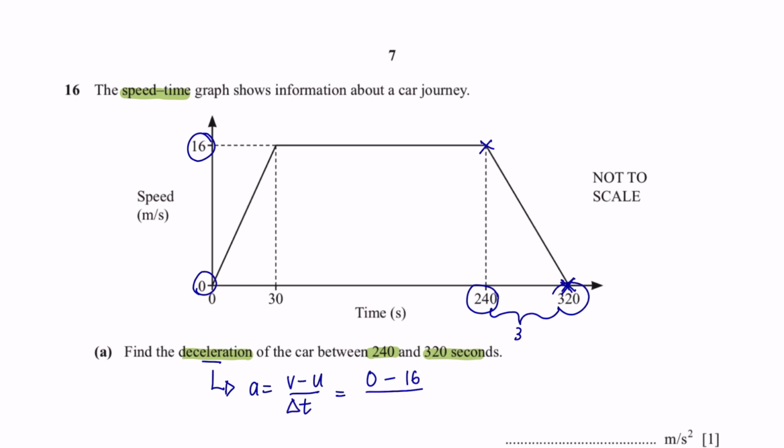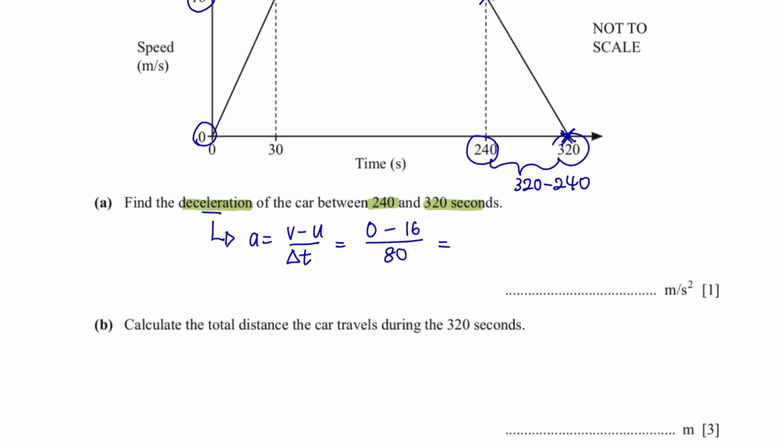So 0 meters per second take away 60 meters per second over the change of time. The change of time is 320 minus 240, which is 80. If you just put this value in the calculator, you would get negative 0.75. Now, a negative acceleration means that it is decelerating. So your final value for deceleration would just be 0.75 meters per second squared. There's no need for negative.